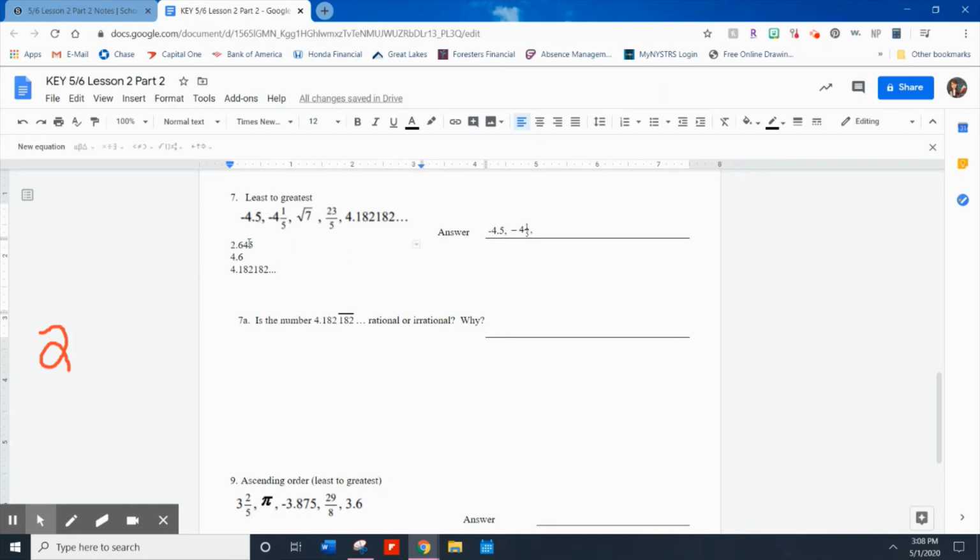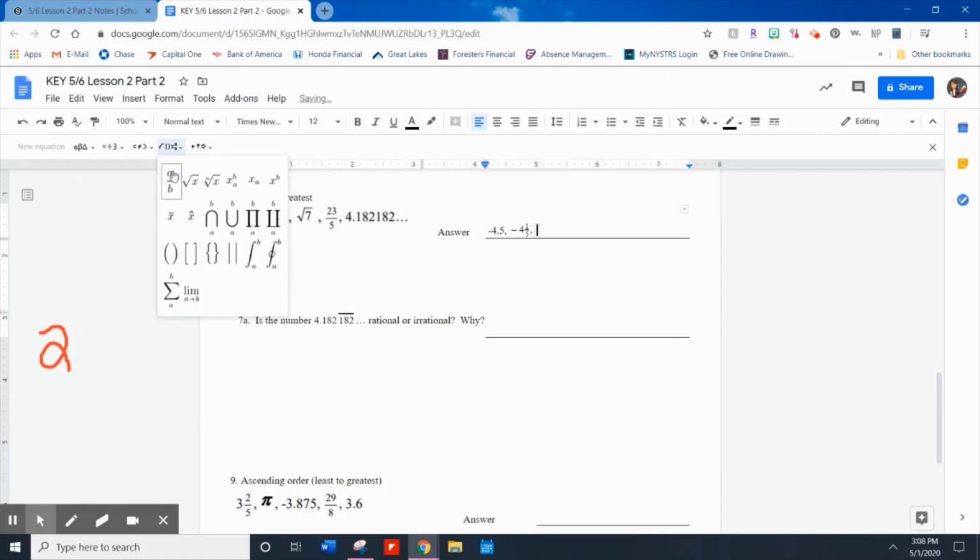So let's figure out our smallest number. Hopefully you can see that right off the bat. 2.645 is going to be our smallest number. Don't see it up here. That was our square root of 7. So going to new equation, square root symbol, 7. All right, took care of that one.